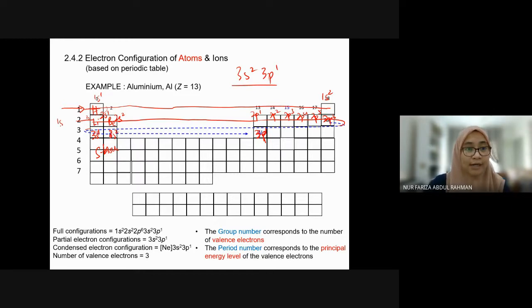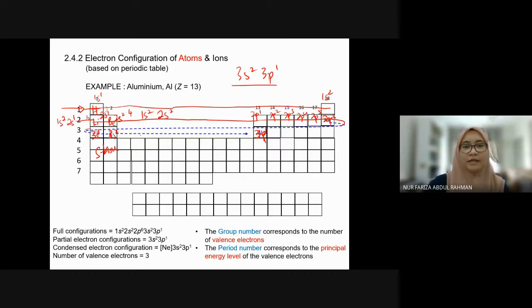It is 1s2, 2s1. Okay, so lithium can only be found in the S block. Same goes for beryllium, because beryllium's Z number is equal to 4, right? So it is 1s2, 2s2.